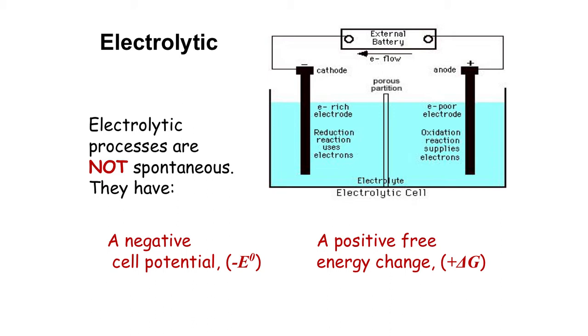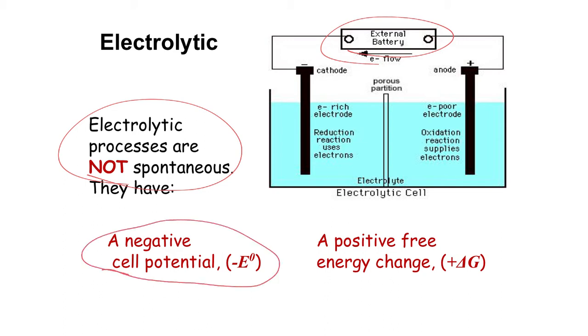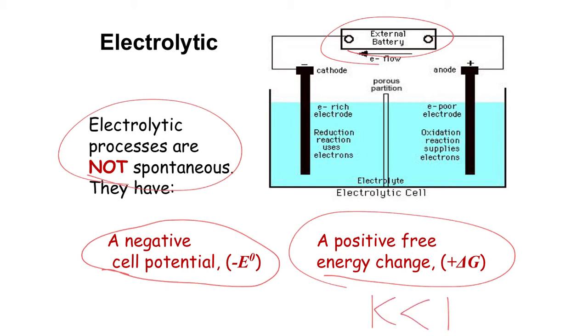All right, so our electrolytic cells, again, are not spontaneous, so they would need an external source of electricity, and they have a negative cell potential. So when we add up the two half reactions off of the table, we would see a negative voltage. That means that they will also have a positive delta G, and K would be less than 1.